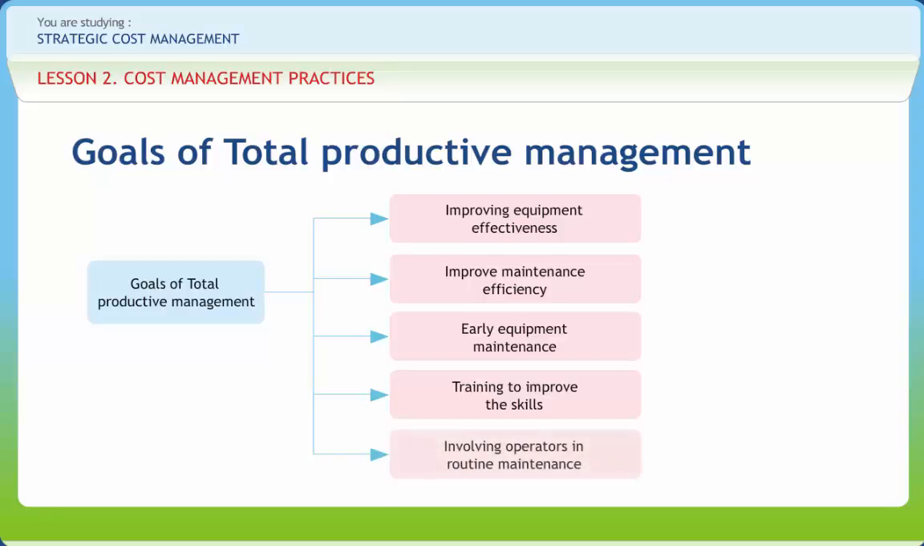Fifth, involving operators or occupants in routine maintenance. This goal finds maintenance tasks related to the equipment that the operators can take ownership of and perform. While the TPM flow appears to be easy to follow, there are hidden pitfalls when trying to implement TPM.